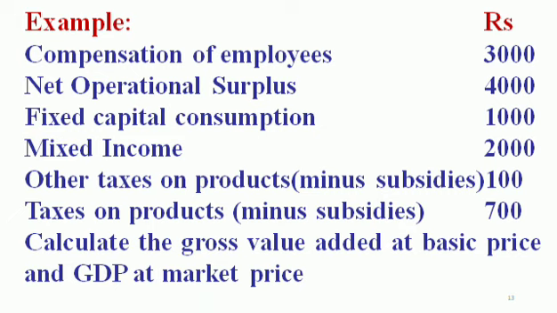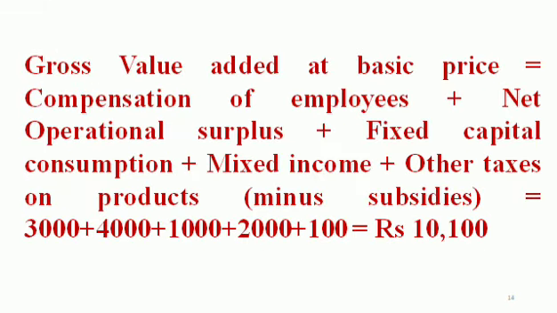Let's look at an example and see how we can calculate GDP at market price using the income method. Let's first calculate the gross value added at basic price. The gross value added at basic price would be compensation of employees, net operational surplus, fixed capital consumption, mixed income, and other taxes on products. The answer would be 10,100.